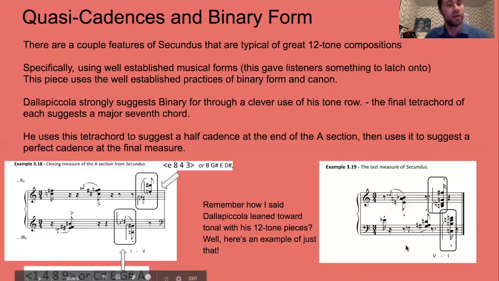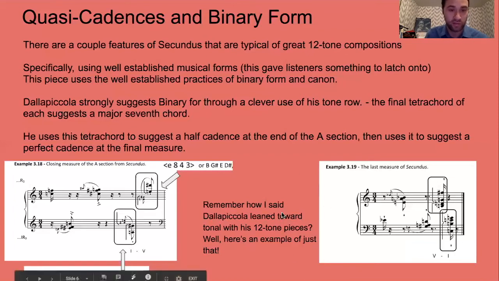Okay, so Dallapiccola strongly suggests binary form through a clever use of his tone row. In fact, the final tetrachord of each tone row suggests a major 7th chord. And the tetrachord is the last 4 pitches of the row. So he uses this tetrachord to suggest a half cadence at the end of the A section. And I've put the diagram down here, a little bit of the music to show it.